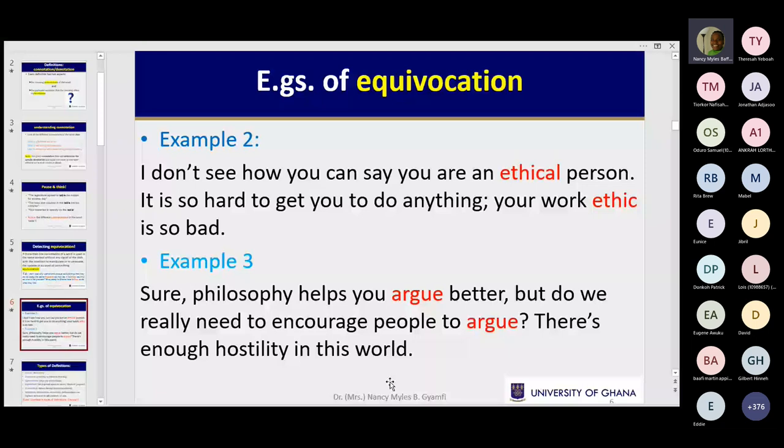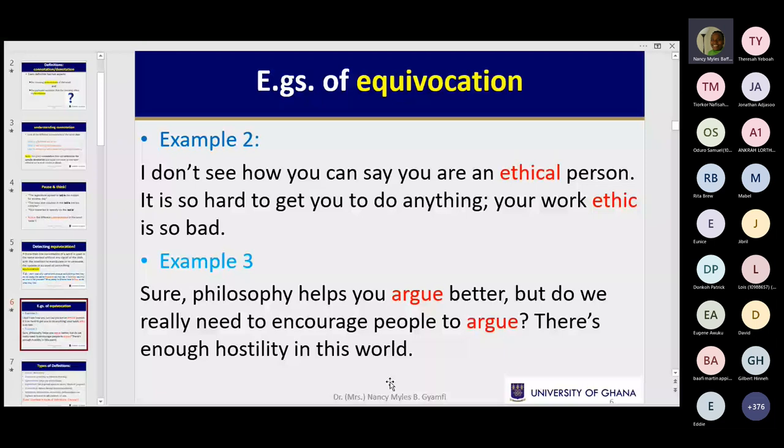Now, the second part of it is about, do we really need to encourage people to argue? Here, you can tell the person has shifted meanings. Argue here means, should we encourage people to exchange words to the point of, husband and wife, argument. So if you are not careful, the wife will be telling the husband, you are telling me that I like to argue, then I'm really good because I'm helping make sure that we present evidence to support our claim. Meanwhile, the man means, you talk too much, you like disputing too much. But if you don't clarify that, the two are equivocating.